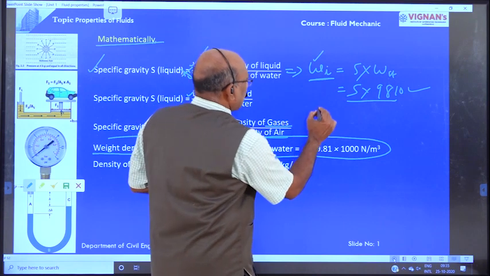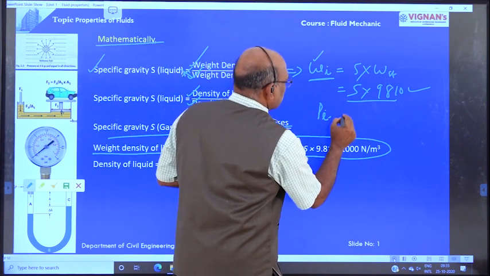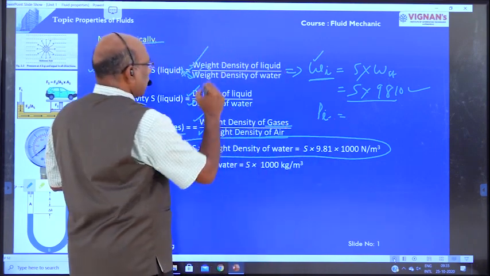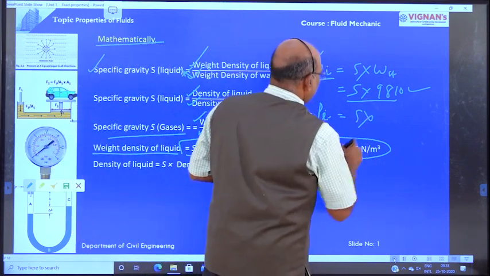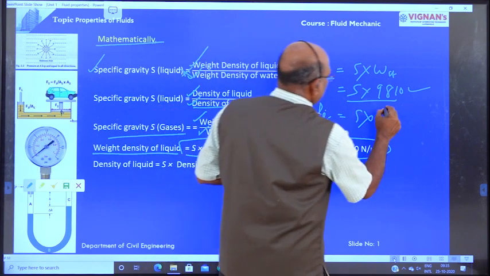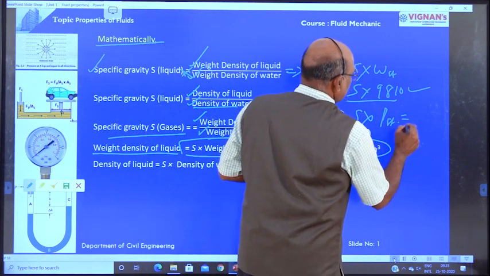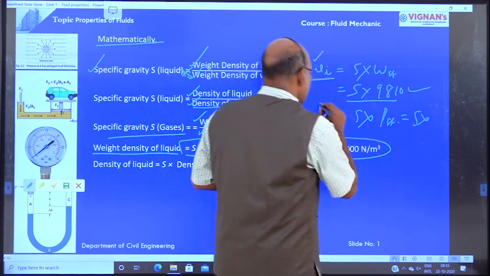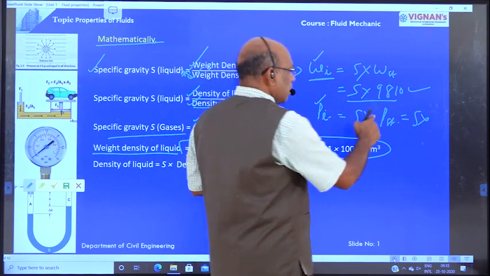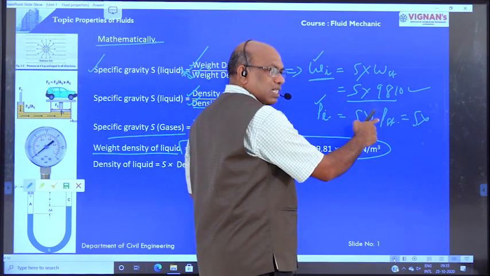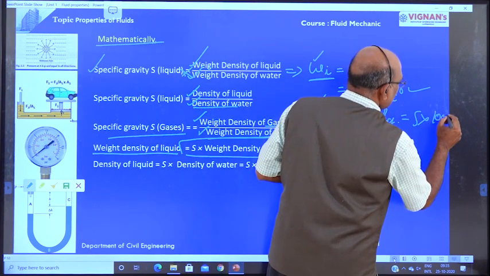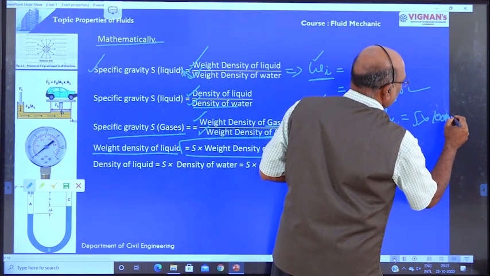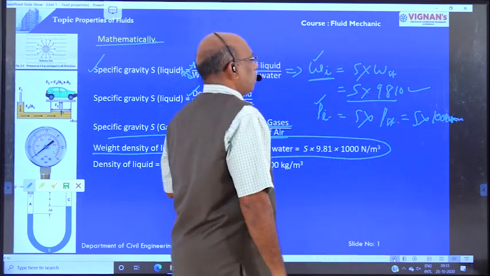Like that, the mass density of the liquid is equal to the specific gravity of the liquid into the density of the standard liquid. This is equal to S, that is the density of the liquid given in the problem. If they have given the mass density of the water, okay, otherwise we are going to take 1000 kg per metre cube, right?